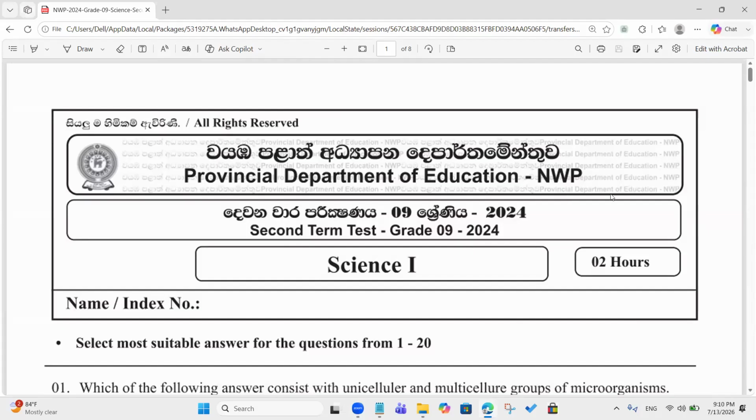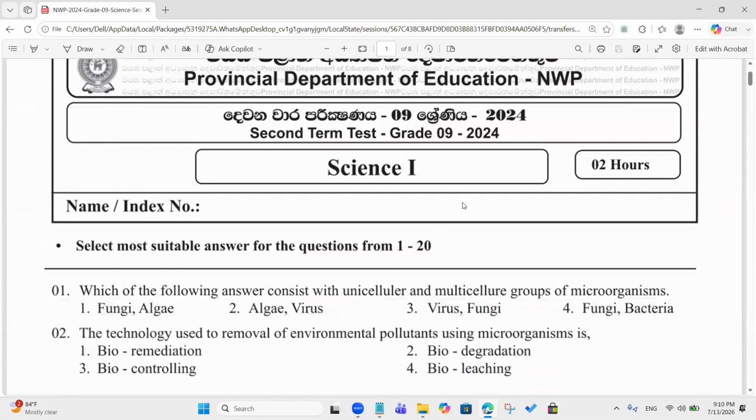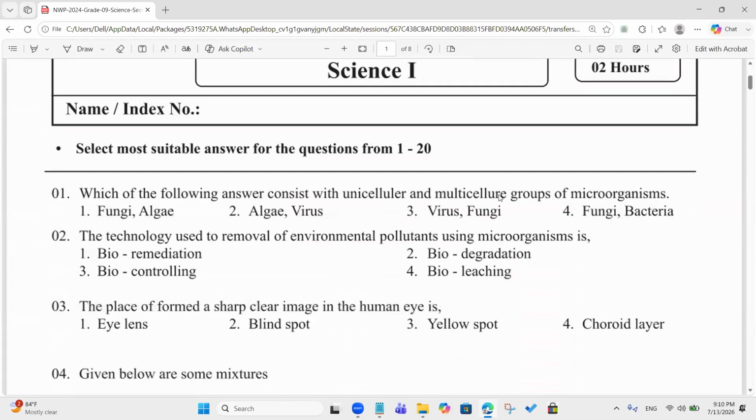Right, today we are going to discuss the Northwestern Provincial paper. This is the grade 9, second term test paper. I shared this paper, and I hope you have written the answers. You can send me your answers in the chat. I will read these questions, so let's see your answers. All of you, please use the chat and comment your answers.